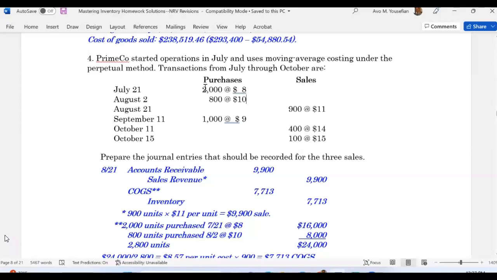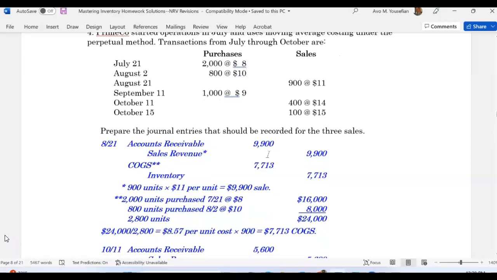Okay, so in July we purchased one time. In August we purchased again. On August 21st we sold. September 11 we purchased again. October 11 we sold again. October 15 we sold again. And it says prepare the journal entries that should be recorded for these sales.